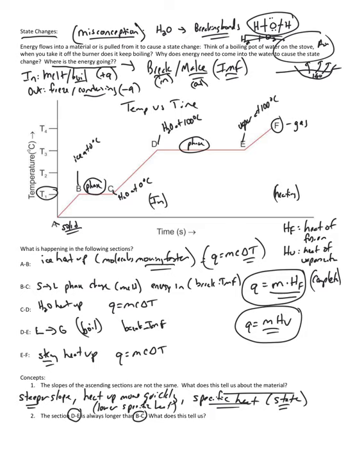One other concept on here is something that I see more often asked, and that's the section DE is much longer than BC. What does that tell us? It takes more time to boil something completely than it does to melt. And if we assume that the heat is being absorbed at a constant rate, what that indicates to us is it takes a lot more energy to boil something completely than it does to melt something.